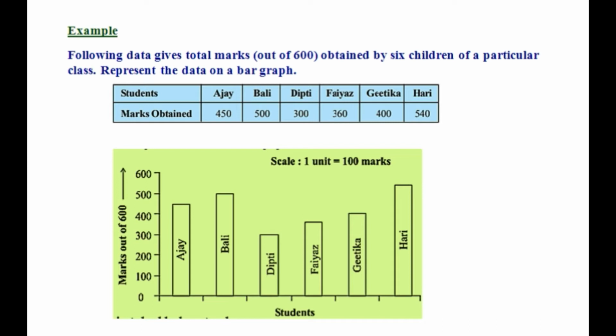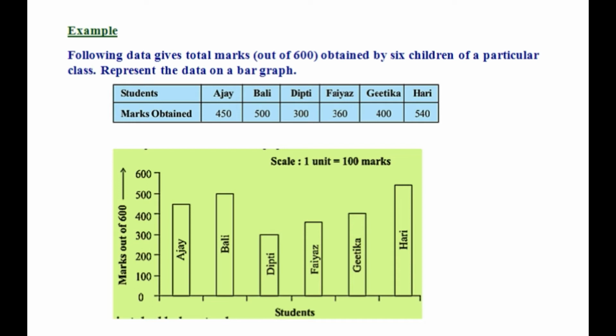Now you take the x-axis. First, in your tabular column you see students, so always take the x-axis as students and the y-axis as marks obtained, that is marks out of 600. So in the y-axis I am taking the marks, and in the x-axis students.